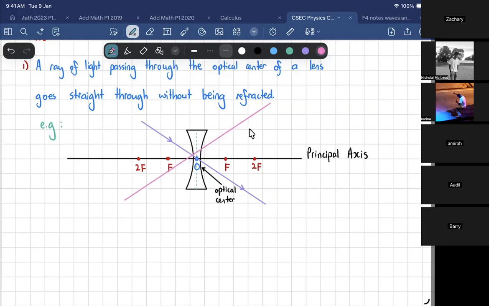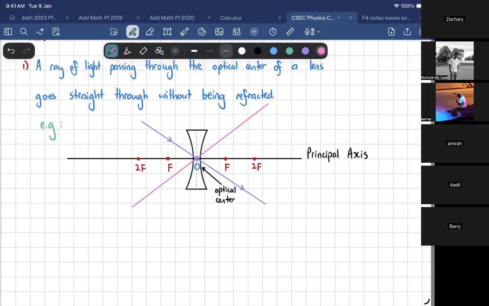Tell me, would that be correct? No. Can anybody tell me why that would not be correct? Because it's not passing through the optical center. Exactly, not passing through the optical center. What about this? Would that be correct? Yeah, because the light ray would go straight through. If it passes through the optical center, it's gonna go straight through.